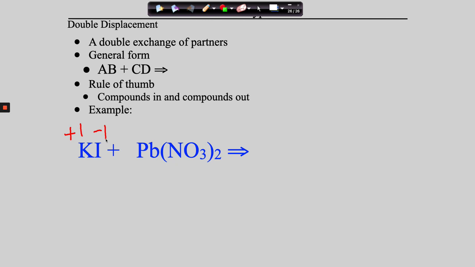So guys, that's what we're doing here. We are going to break this in half. We're going to look up nitrate, and nitrate is -1 on your polyatomic chart. -1 times 2 is -2, so this is +2. So guys, that means that lead is +2, and nitrate is -1. Now we trade partners. Potassium is +1, nitrate is -1, so we need one of each. That is KNO3.